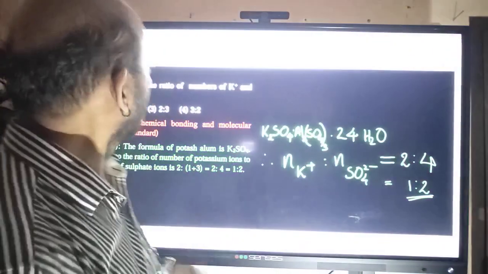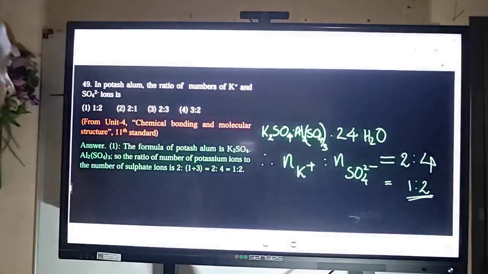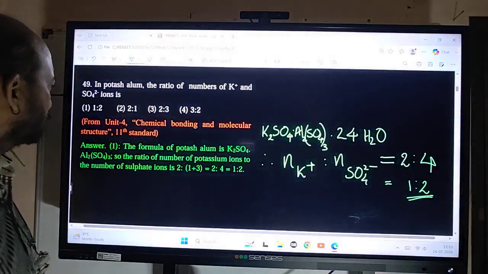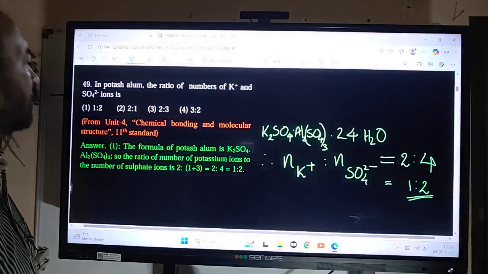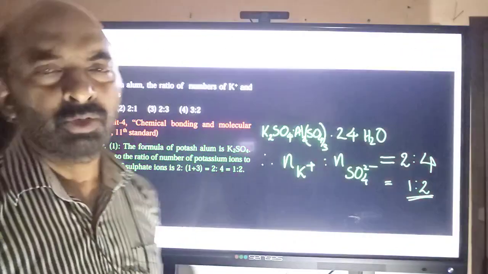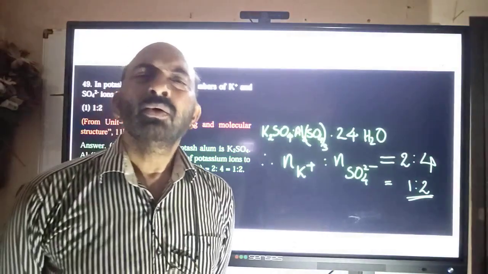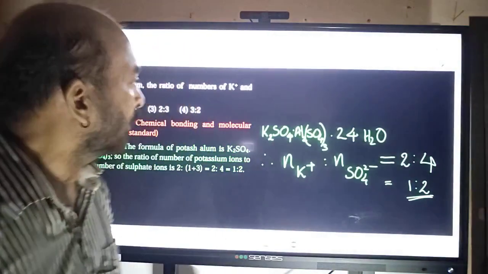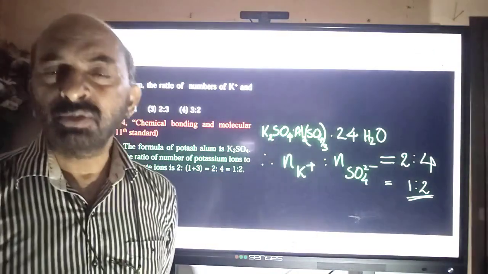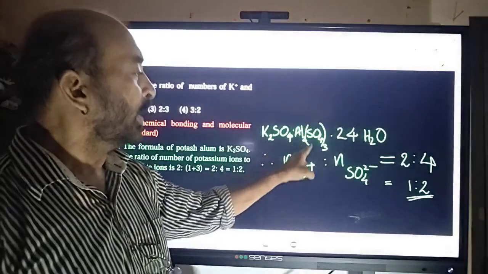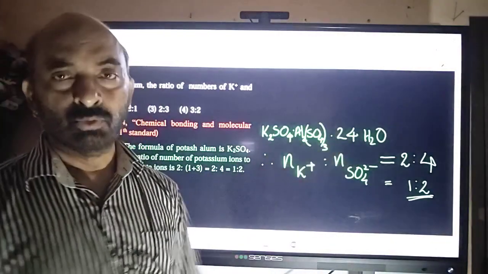Our next question, question number 49. In potash alum, the ratio of numbers of K plus and SO4 2 minus ions is 1:2, 2:1, 2:3, 3:2. It can be said to be from chemical bonding and molecular structure or some basic concepts of chemistry. And to get the answer, you must know the formula of potash alum. It is K2SO4, Al2(SO4)3, 24H2O.